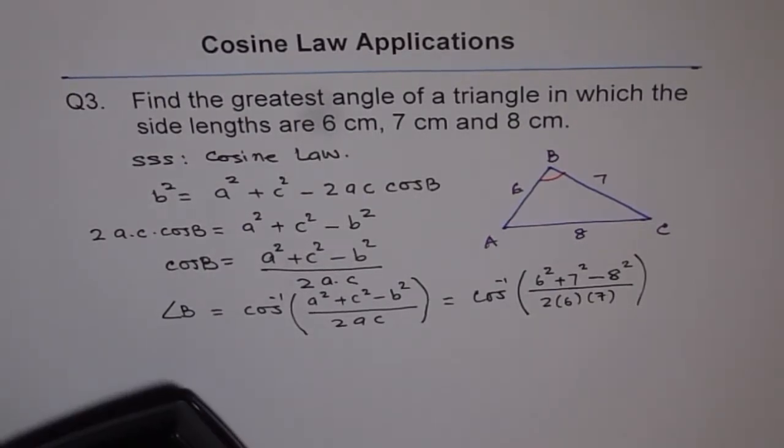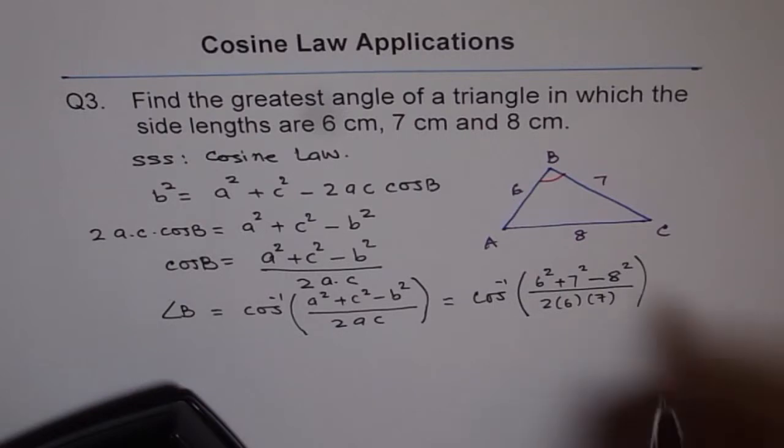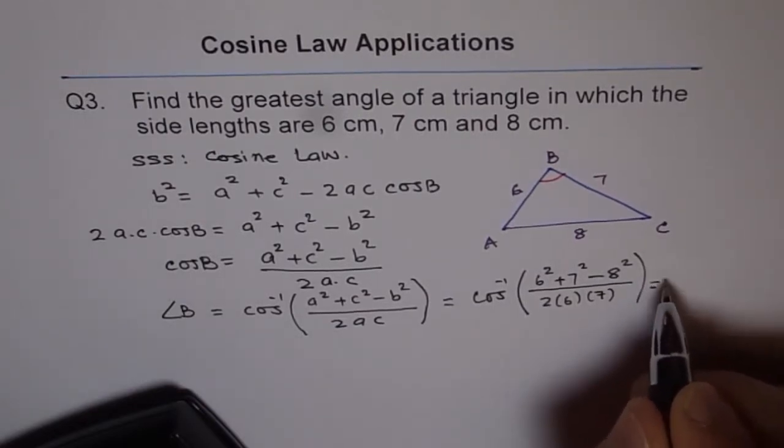So let's do the numerator first, which is 6 squared plus 7 squared minus 8 squared equals something, right? And that is divided by, within brackets, 2 times 6 times 7, within brackets, equals. And we get 1 over 4. So cos inverse of 1 over 4, using the second function, cos inverse, equals 75.52 degrees.